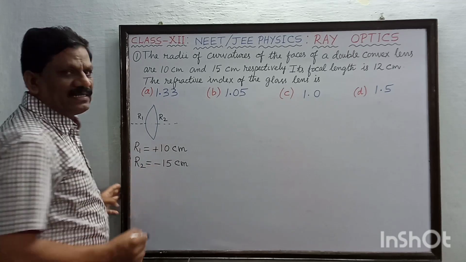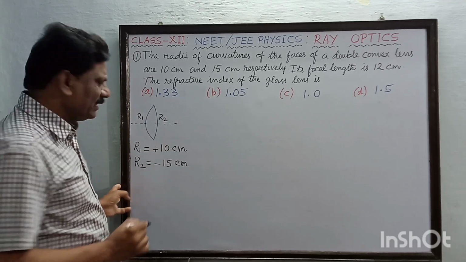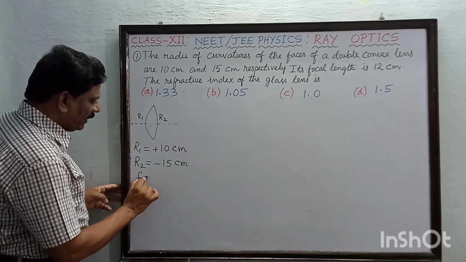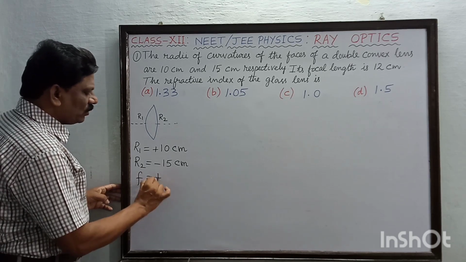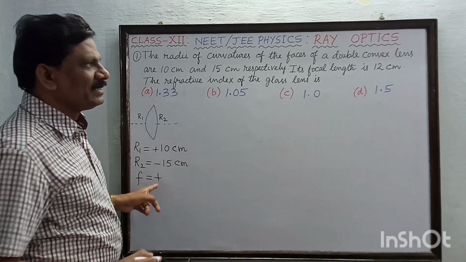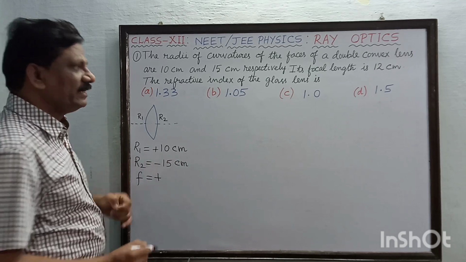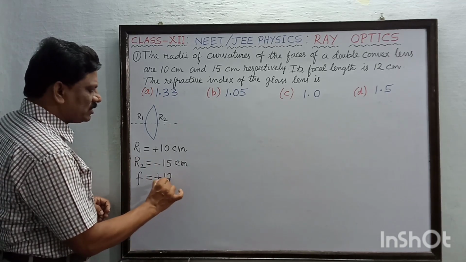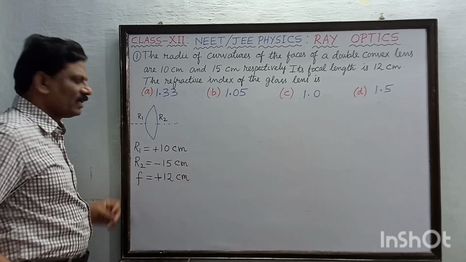Then for a double convex lens, its focal length is 12 cm. A convex lens means it is a converging lens, is it not? Therefore, its focal length is positive. Purposely I am writing it so that you can understand easily. So this is plus 12 cm.